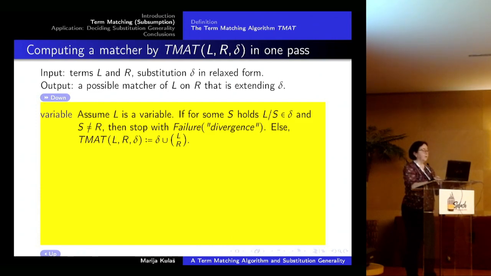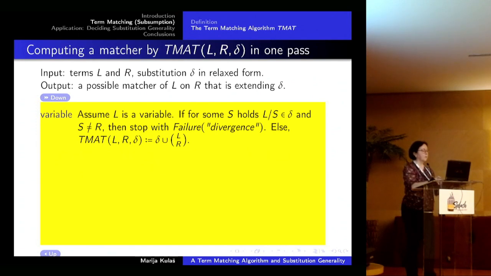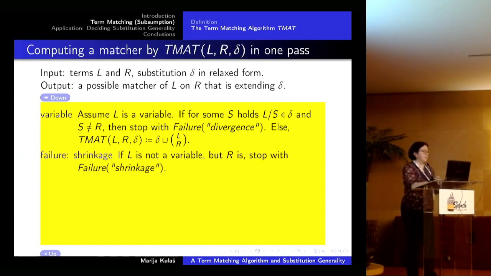So it has 4 rules. If L is a variable, and there is already some binding in the accumulator, but to something which is not the intended R, then we have divergence. We are trying to bind a variable to 2 different terms. Otherwise, we put it in the accumulator. Then a failure.